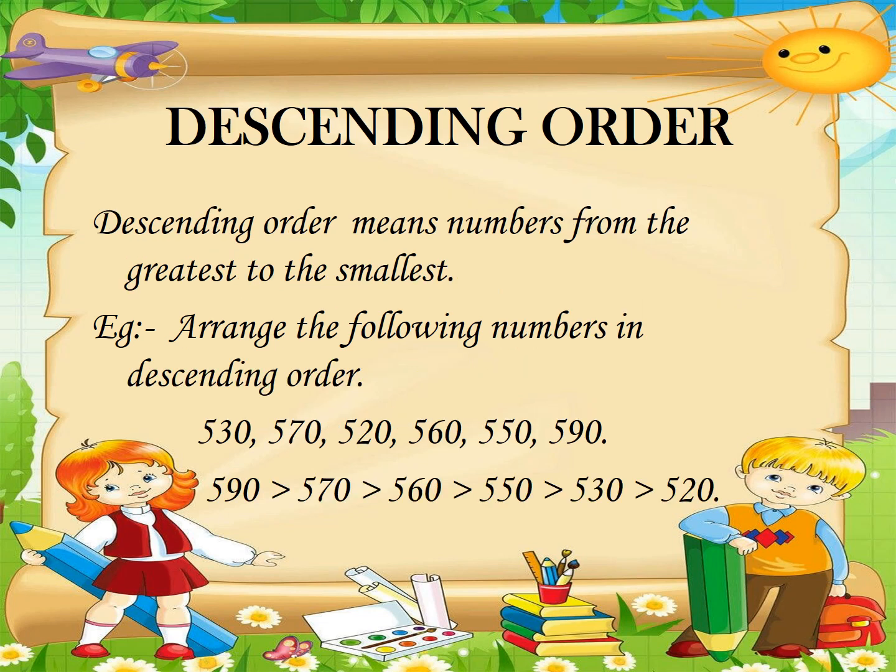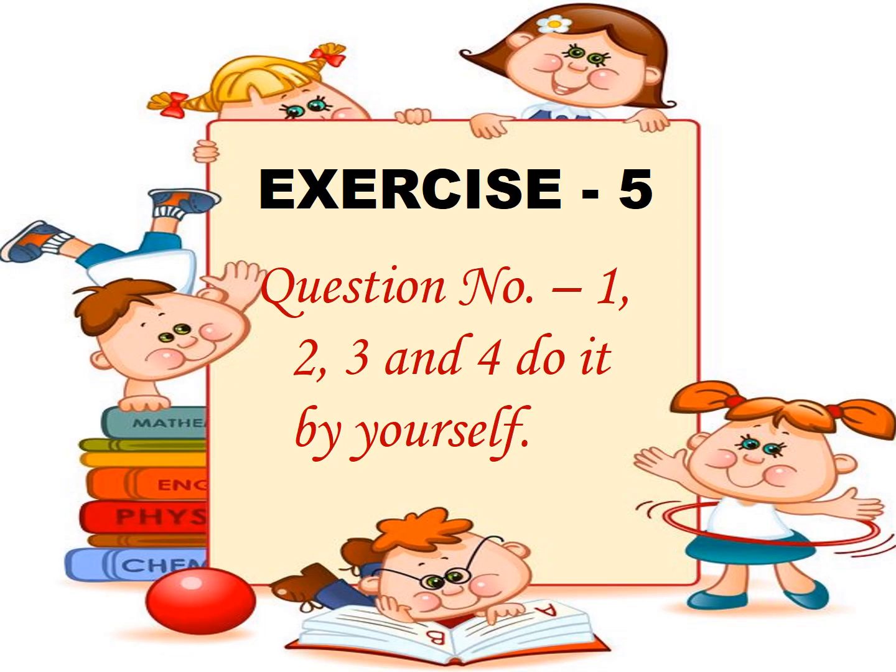Descending order. Descending order means the numbers from the greatest to the smallest. The numbers are to be arranged from the greatest to the smallest. Here are a few of the numbers. You have to arrange in the descending order, that is 590 is greater than 570, 570 is greater than 560, 560 is greater than 550, 550 is greater than 530 and 530 is greater than 520.